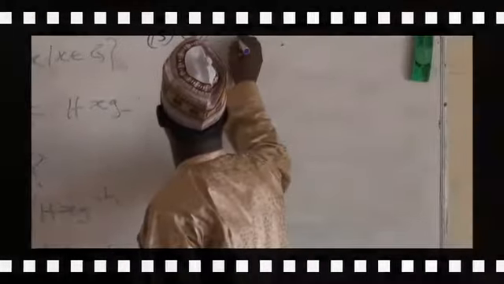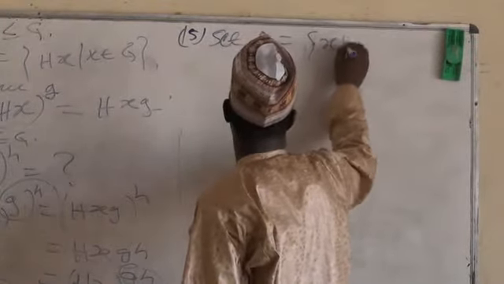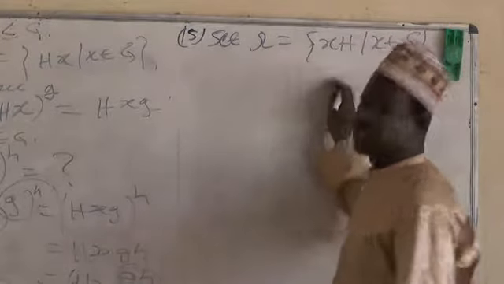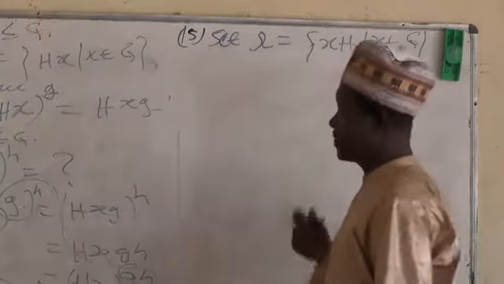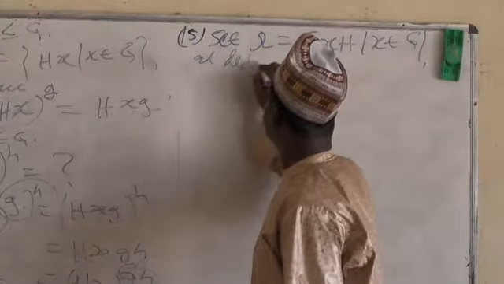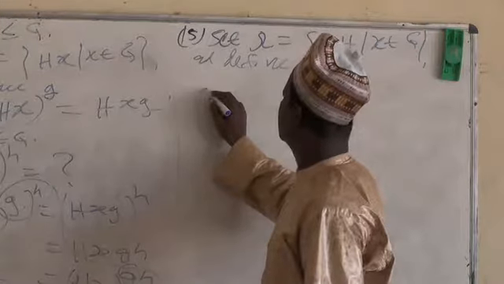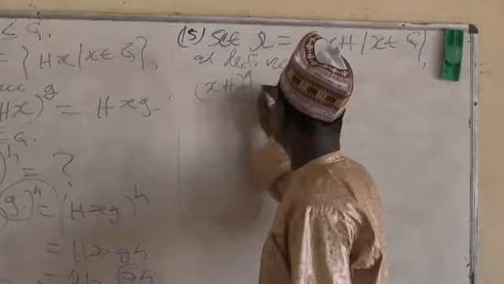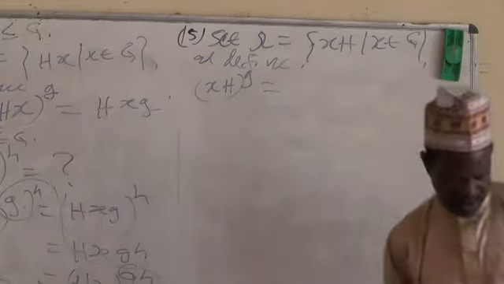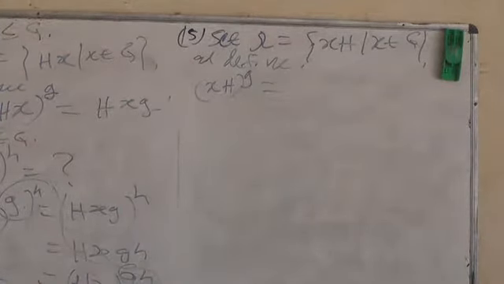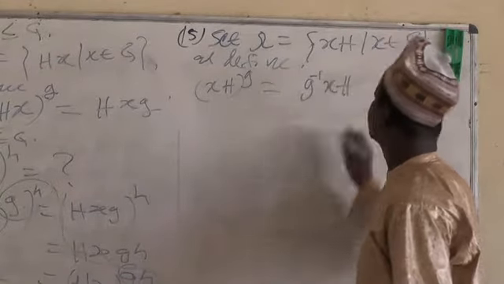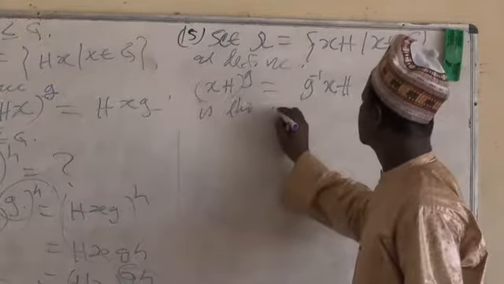Then set omega to be the set of xH now. This is the set of what? Left cosets. And define xH under g to be g inverse xH. Is this a group action?